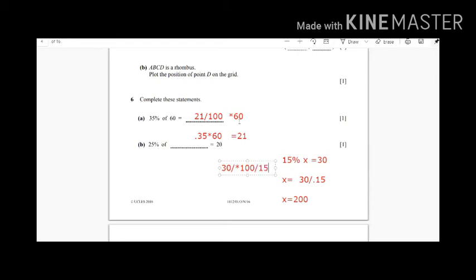So I think I will take you to my board, then you will learn better. So I write the first question. This was my question: 15% of what equals 30. Now better you come onto my board. Let me check it.